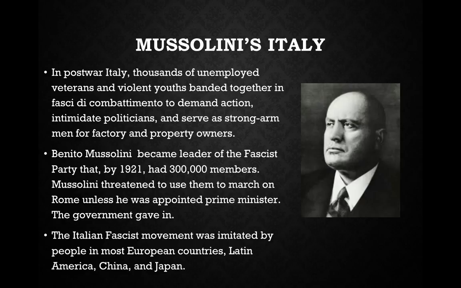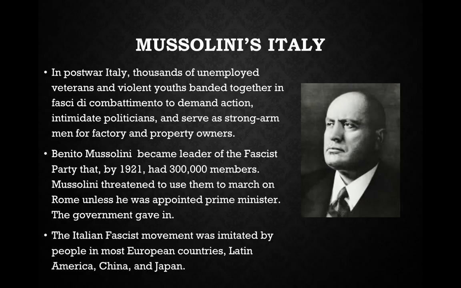In post-war Italy, thousands upon thousands of unemployed veterans and violent youth banded together in the Fasci di Combattimento, and I'm sorry, I do not speak Italian, to demand action, to intimidate the politicians, and to serve as strong-arm men for factory and property owners. They want change. The country is in an economic depression. These are the men who are being most impacted by it.